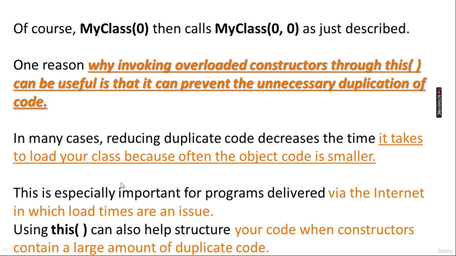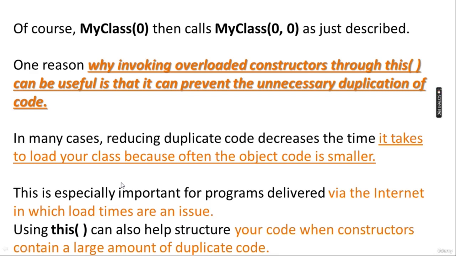Why invoking an overloaded constructor through this can be useful is that it can prevent unnecessary duplication of the code. In many cases, reducing duplicate code decreases the time it takes to load your class because often the object code is smaller. So unnecessary duplication of code is avoided using this, and reducing duplicate code decreases the time, that is, the time complexity is saved. It takes to load your class because often the object code is smaller.